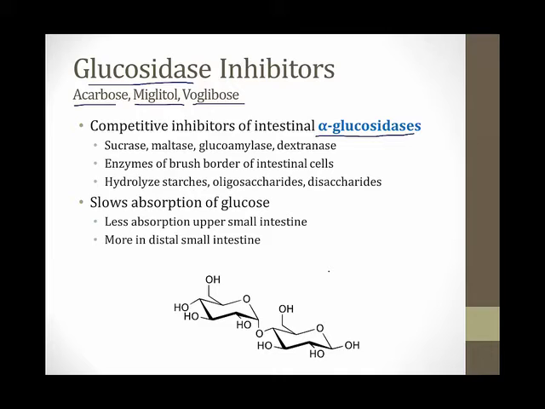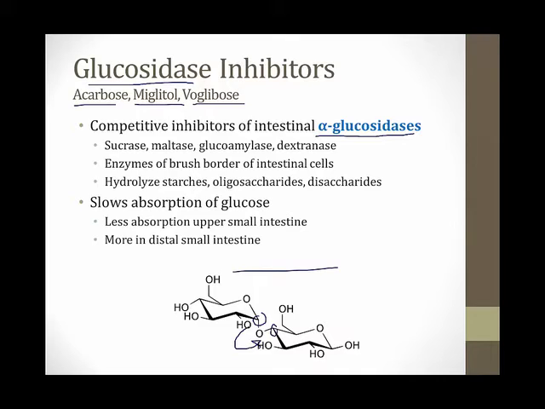If you look at the bottom of the screen, this is the chemical structure of maltose. You can see that it's 2 6-carbon sugar molecules linked together, and they are linked in a 1,4 bond. This is the 1 carbon of one molecule. This is the 4 carbon of another. This linkage is called a 1,4 linkage, and that linkage can be hydrolyzed by alpha-glucosidases.